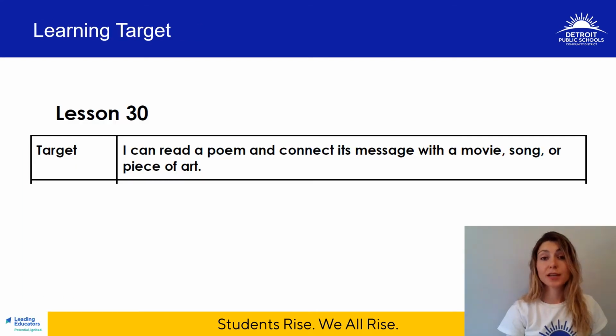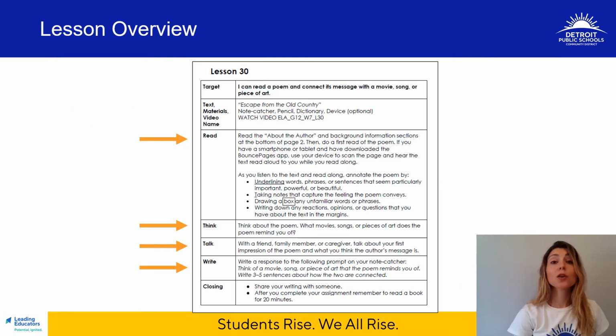Our learning target for today reads, I can read a poem and connect its message with a movie, song, or piece of art. A little bit different today. I think we'll like it. Let's get ready. Our overview of learning. Today we'll start by learning about the author of Escape from the Old Country, and then we'll do a first read of the poem. Our first read might take us a little while because the poem is rather dense. After that, you will think and write about what the poem reminds you of.